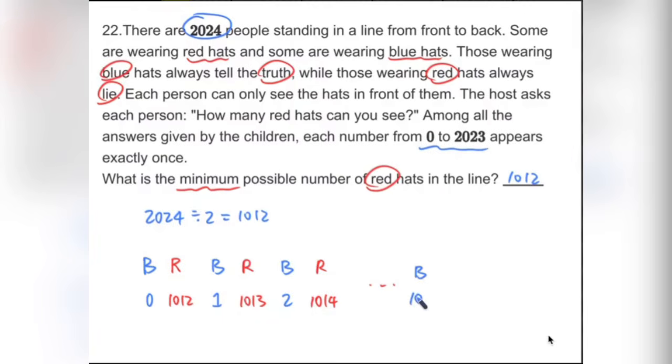So here I say, okay, I can see 1,011 red hats in front of me. And then the red one just says, okay, I can see 2,023 red hats in front of me. So you see that this is only one possible arrangement. Okay.